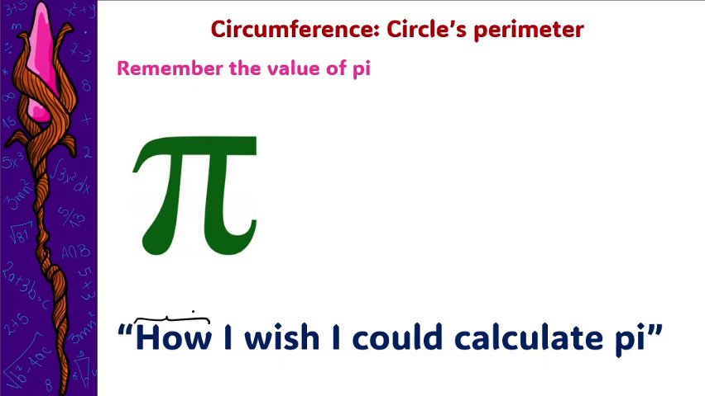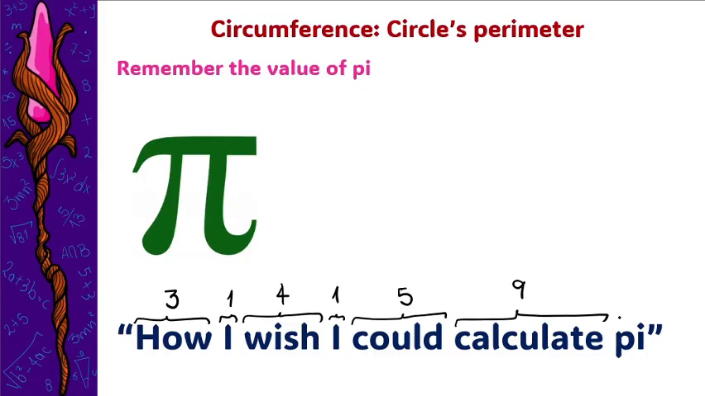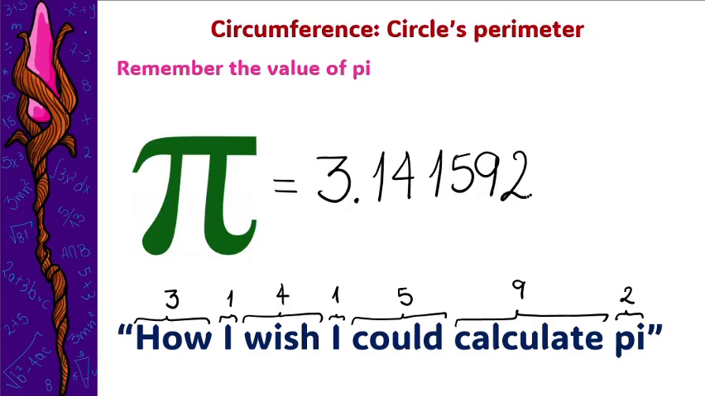For example, this one has 3 letters, this one 1, 4, 1, 5, 9, and 2. That means you could write pi as 3.141592. So that sentence could help you to remember the first 6 decimals of pi. This is going to keep going, that's why we put the 3 dots.